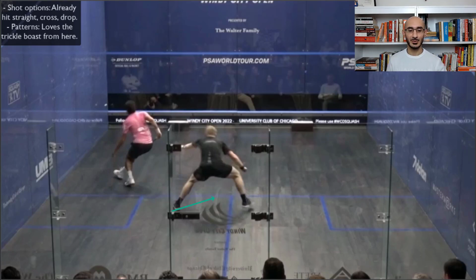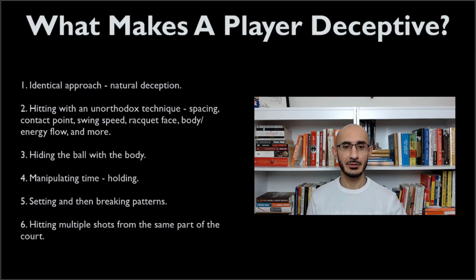So let's just do this really quickly. If we go back to this list for a second, let's check it off. He had identical approach because he had natural deception. He hit with unorthodox technique. He hit the ball actually close to his body. I'll show you that again in a second. I forgot to show you. His contact point was different. His racket face was facing the sidewall, but then he cut across the ball, so his swing was a little bit different.